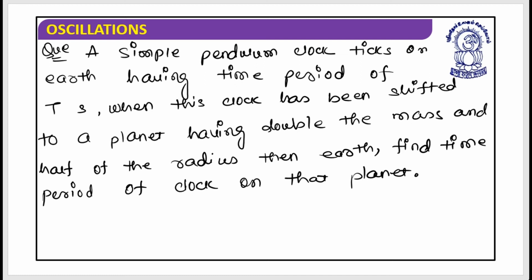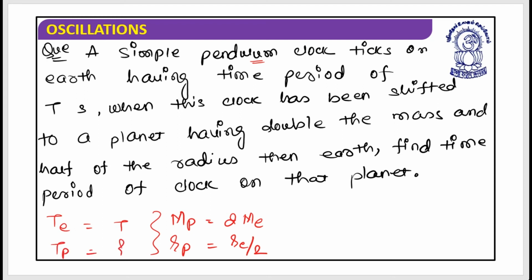So let's begin. What they have given: the simple pendulum clock ticks on Earth having a time period of T. So on the Earth its time period is T. When this clock has been shifted to a planet having double the mass, that means the mass of that planet would be twice the mass of the Earth, and half of the radius, that means the radius of that planet would be equal to the radius of the Earth divided by 2. Find out the time period of the clock on that planet. So the time period on that planet is required. How will we do this? So basically we understand that there is a variation in g.